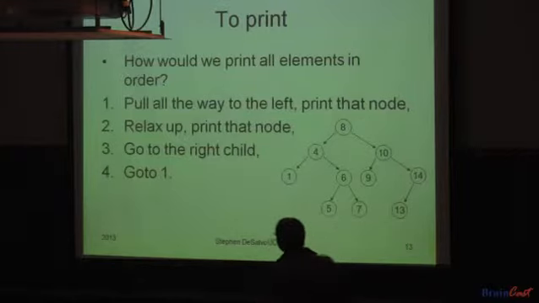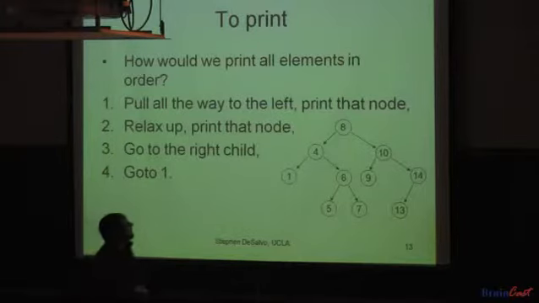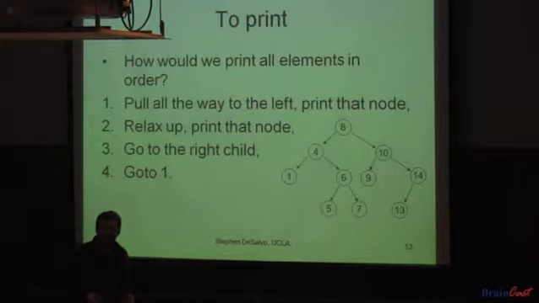So here's the idea about how you would print out all the elements in a binary search tree. Think of it as start at the root node and then pull all the way to the left. And when you cannot go left anymore, that element is actually which element? The absolute smallest element in the tree. Okay? So you print that one out. As long as there is a left child, you keep pulling to the left. When there's no longer a left child, you print out that element. Then you check to see if there's a... You print that node.